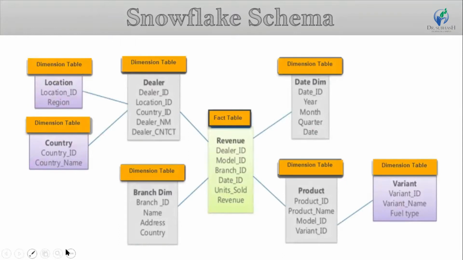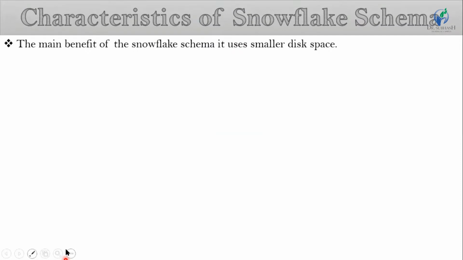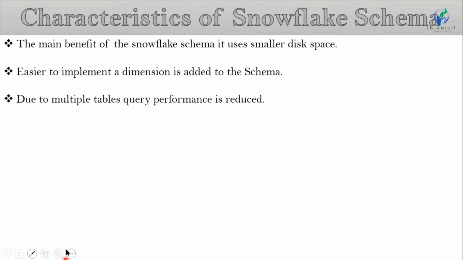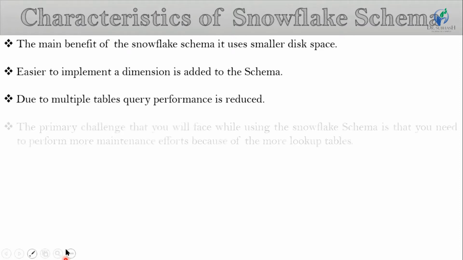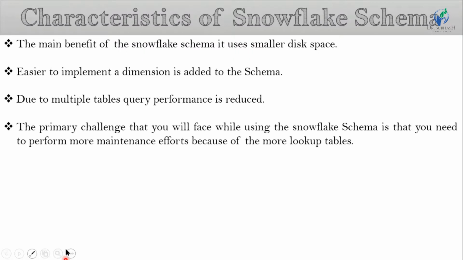Now I explain the characteristics of snowflake schema. First, the main benefit of snowflake schema is that it uses smaller disk space. Next, it is easier to implement when a dimension is added to the schema. Next, due to multiple tables, query performance is reduced. Next, the primary challenge that you will face while using the snowflake schema is that you need to perform more maintenance efforts because there are more lookup tables.